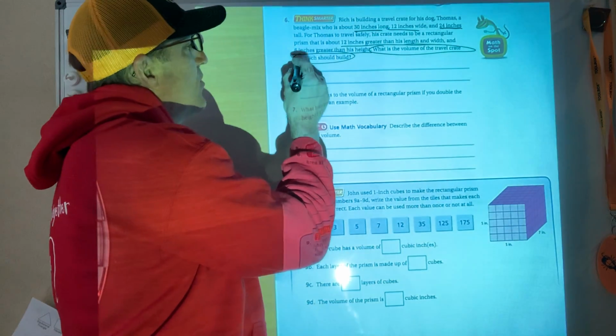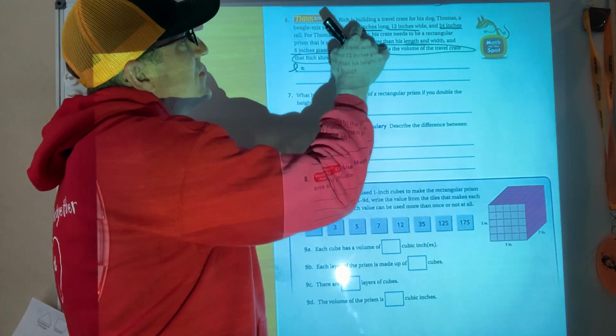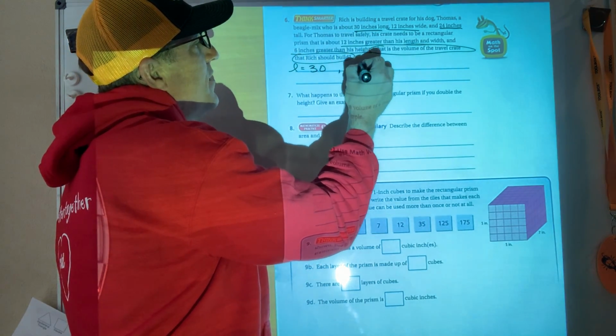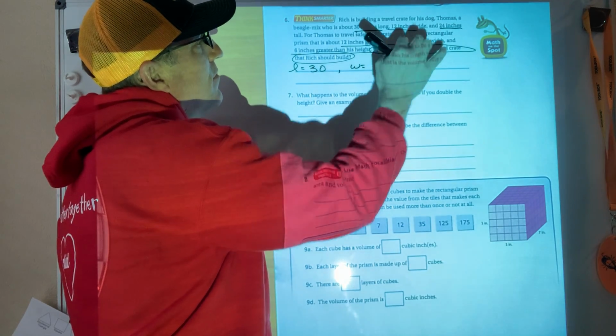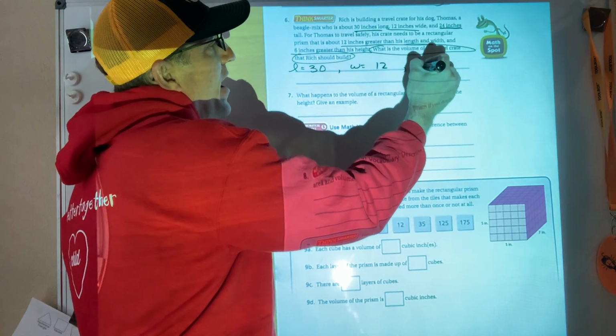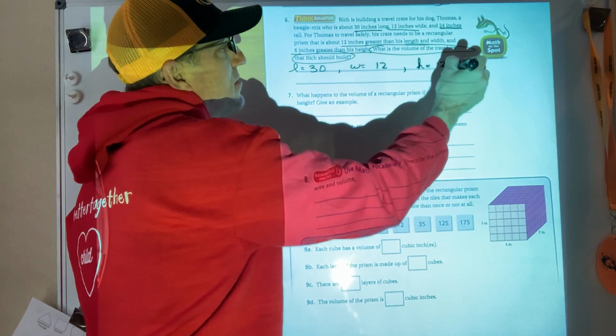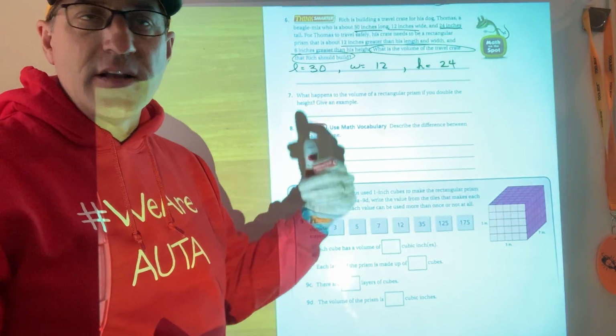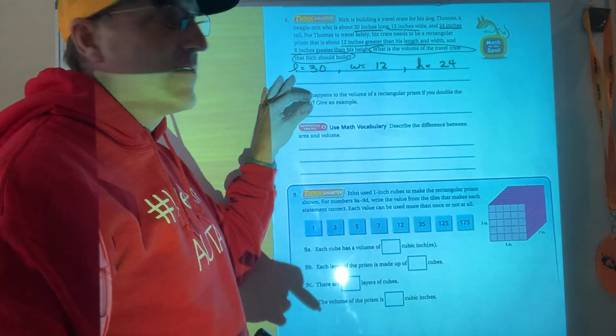So what we're going to do is put length equals 30, right? That's how long his dog is. Width is 12, and the height of the dog is 24, okay? And so now I have to add in my changes here. So what should I add to the length?